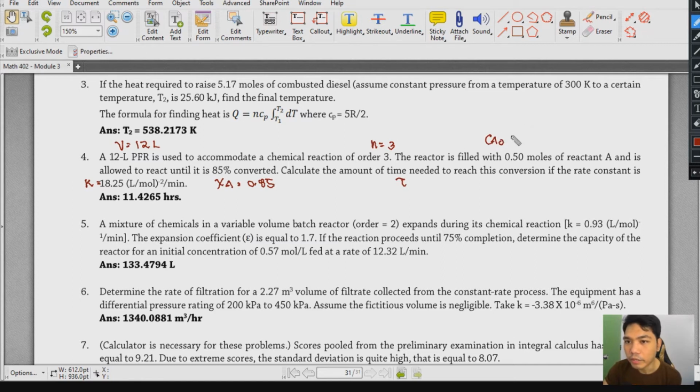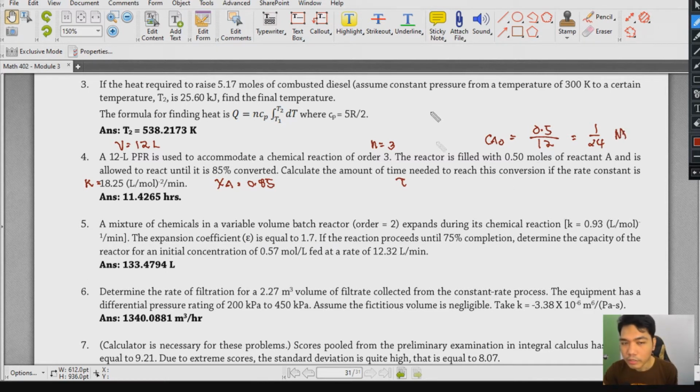Now, since meron na tayong mga given dito, ang wala na lang natin is CaO. So ano ba yung CaO natin? So CaO is simply 0.5 moles, and you have to divide this by the volume, so 12. Kasi ito, this is just your number of moles, diba? So you have to make sure na you make this in terms of moles per liter. So that is 1/24.